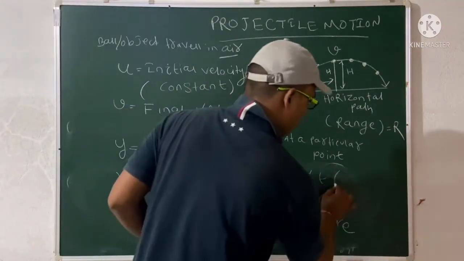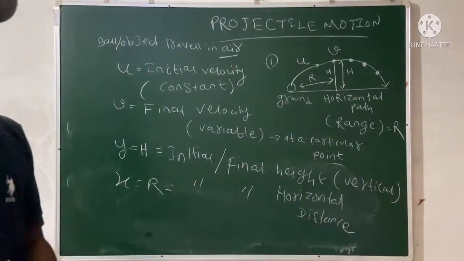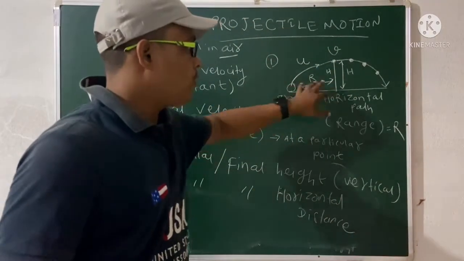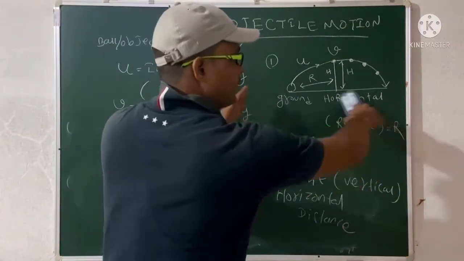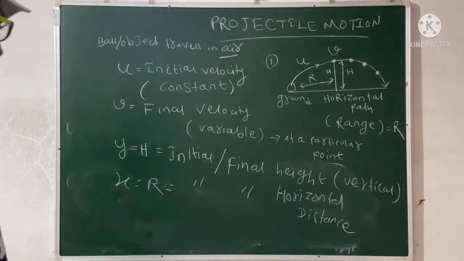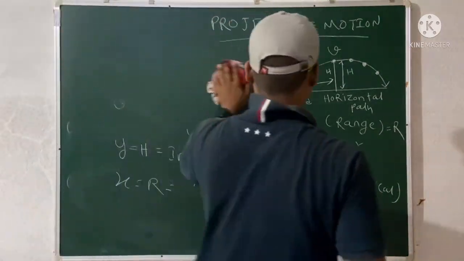But y is the vertical distance. This is the height, and there is an initial height and a final height. Here the initial height is 0, so the final is the maximum distance. Then your x is the range, that is how much horizontal distance it travels. So these are the important things about projectile motion, so try to remember.